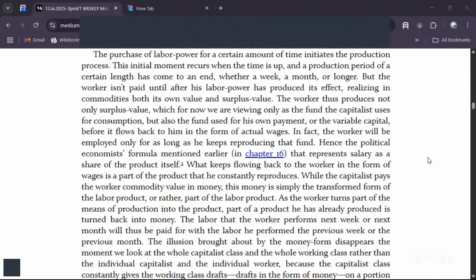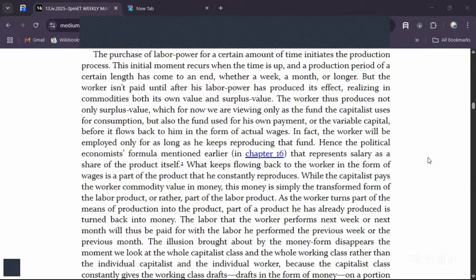But the worker isn't paid until after his labor power has produced its effect, realizing in commodities both its own value and surplus value. The worker thus produces not only surplus value, which for now we are viewing only as the fund the capitalist uses for consumption, but also the fund used for his own payment, or the variable capital, before it flows back to him in the form of actual wages.